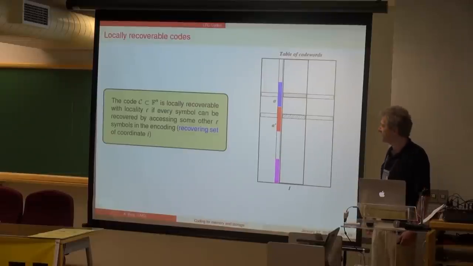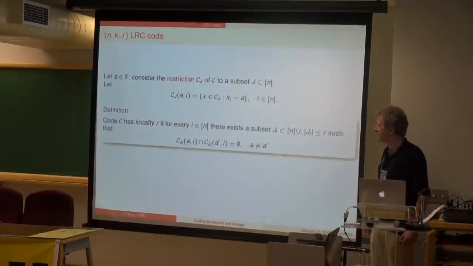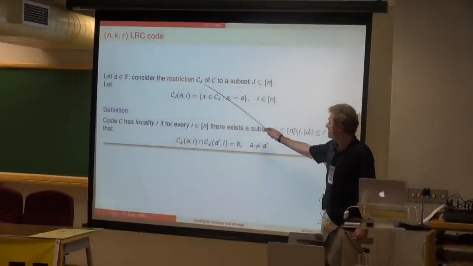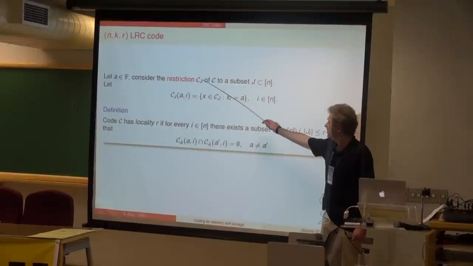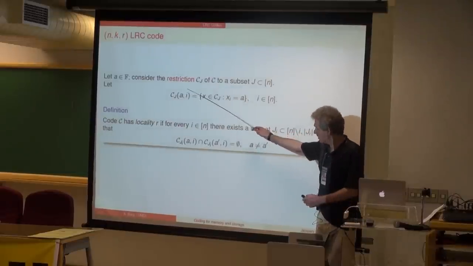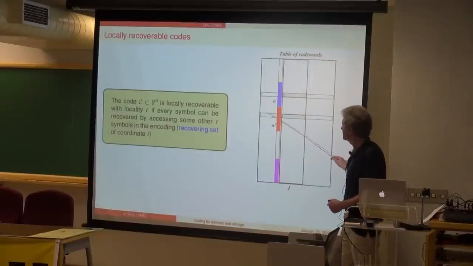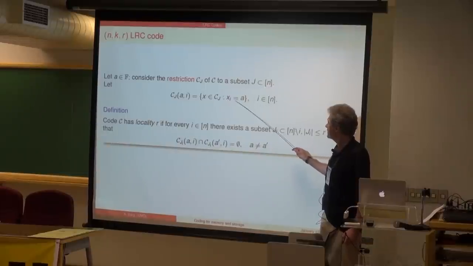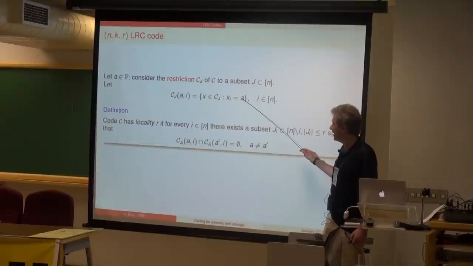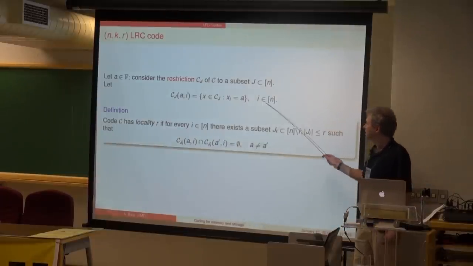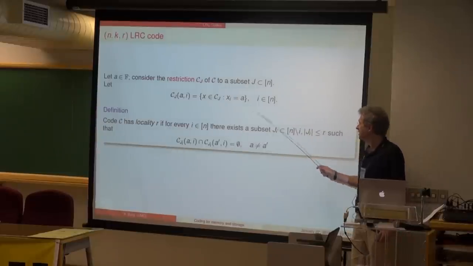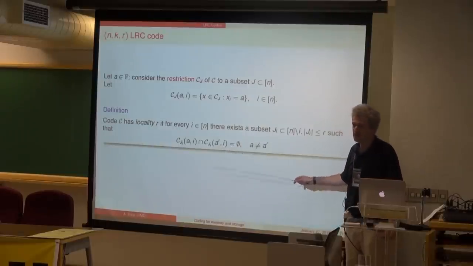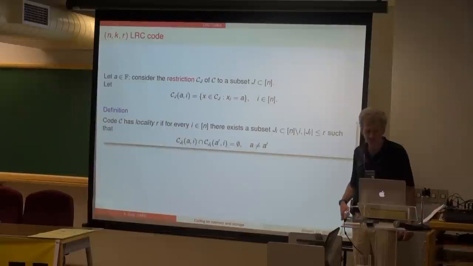That is the idea behind the definition, and of course it is easy to formalize, as is done here. First, we restrict the code to a subset of coordinates J. This is a projection on the subset J. And then we isolate this subblock that corresponds to a particular symbol A, C_J(A, i). So these are all the projections on J such that in the ith coordinate they have value A. The code has locality R if those subsets for different symbols in the ith coordinate are disjoint, exactly as we said in the picture, and formally it reads as shown here.